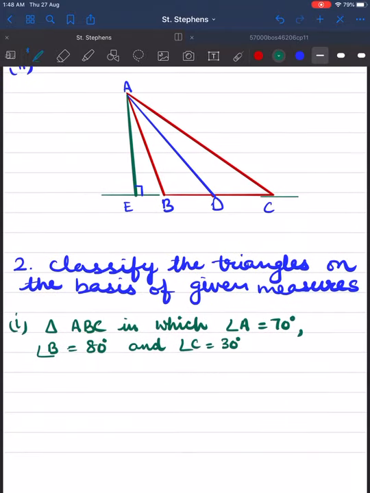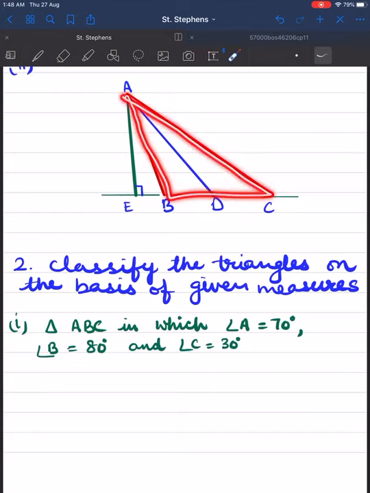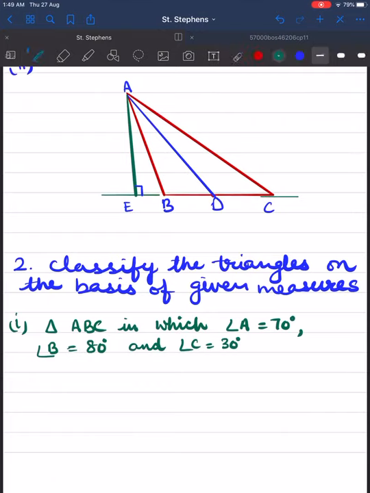Second part. Here we observe that in triangle ABC, AE is the perpendicular line segment drawn from vertex A to the opposite side BC. We have to extend side BC. So here AE is the altitude. The altitude of a triangle can lie inside the triangle or outside the triangle, as it is lying outside here. We also observe that D is the midpoint of BC. So here AD is the median.